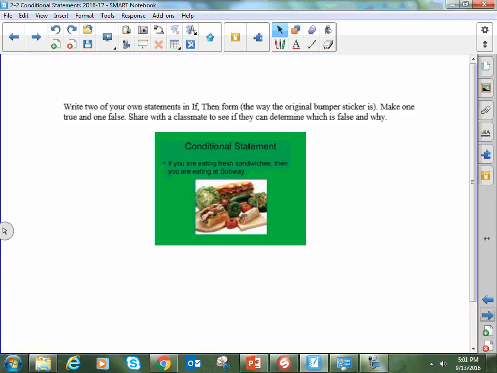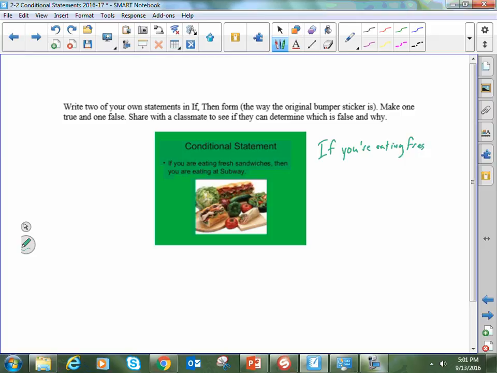Now here, the green, this is a little hard to see, the text, but the conditional statement that I have here, and I'll write it out here on the side, says, if you're eating fresh sandwiches, then you're eating at Subway.